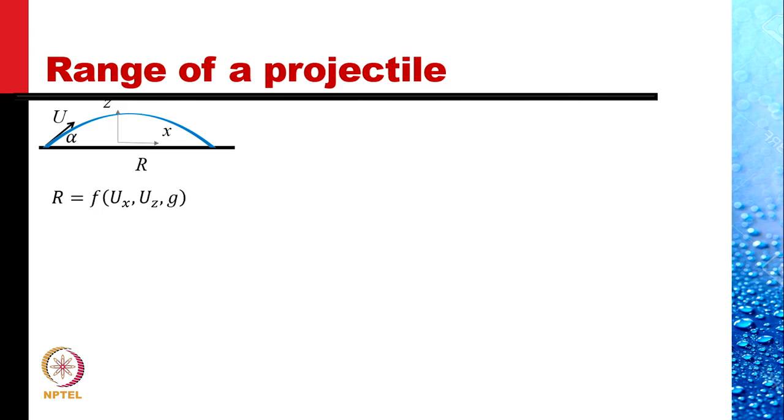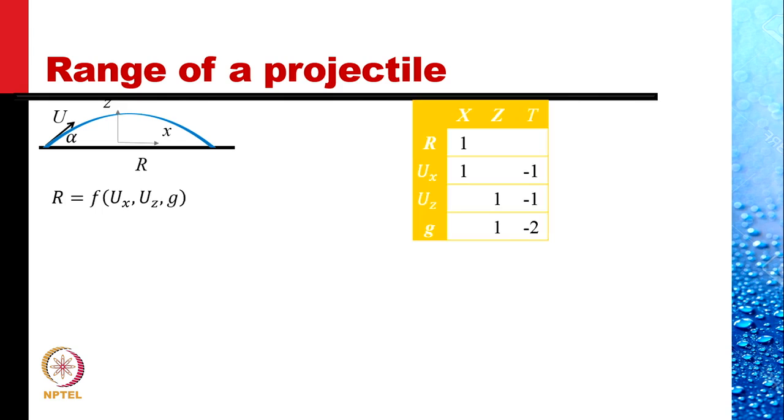And we use x and z in this direction, and the relevant directions are these. The dimensions of ux are clearly x1 and t raised to minus 1, direction x, and the dimensions of uz are z1 and t raised to minus 1. The dimension of g is in the vertical direction, so it is z raised to power 1, t raised to minus 2.